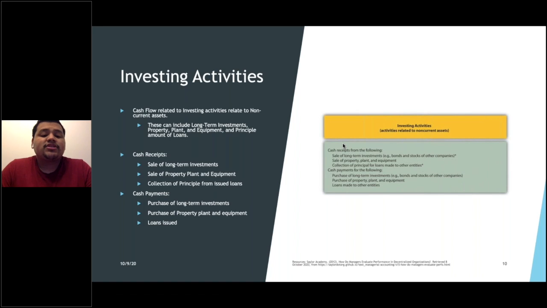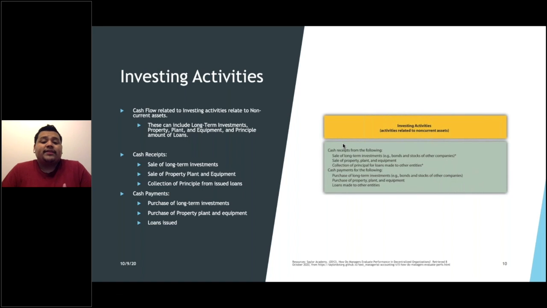Investing activities are related to the non-current assets cash flow. Those are things such as long-term investments, property, plant, equipment, and any type of loans that they may have issued out. The cash receipts for that can be sales of the long-term investments. Those are like bonds, stocks, etc. Sales of property, plant, and equipment, as well as collection of principal for loans made to other entities or organizations.